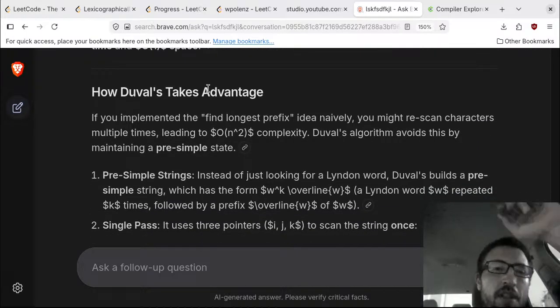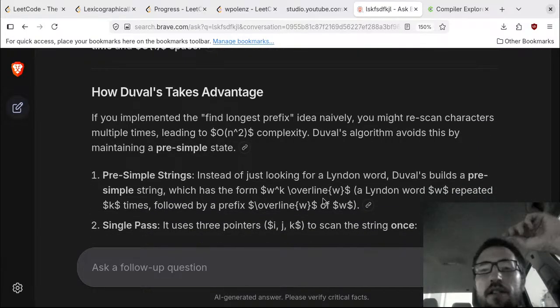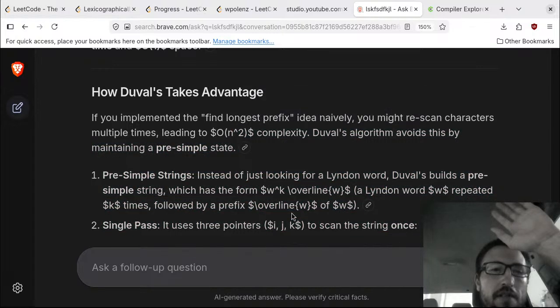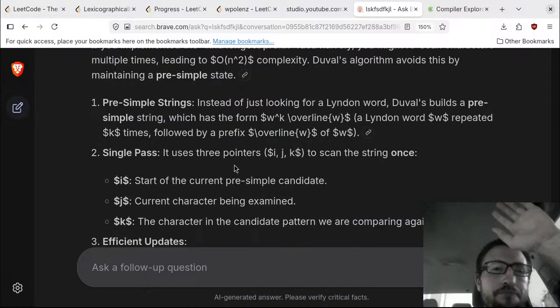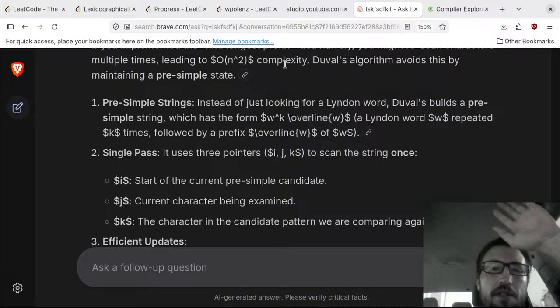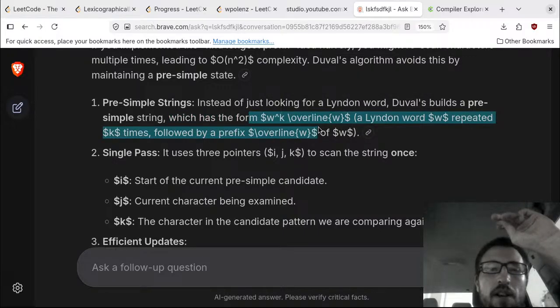If you implemented the find the longest prefix idea naively, you might rescan characters multiple times, leading to quadratic time complexity. Duval's algorithm avoids this by maintaining a pre-simple state. I'm not sure what that means, pre-simple. Pre-simple strings. Instead of just looking for a Lyndon word, Duval's builds a pre-simple string, which has the form W raised to the K times W-bar, a Lyndon word W repeated K times, followed by a prefix W-bar of W.